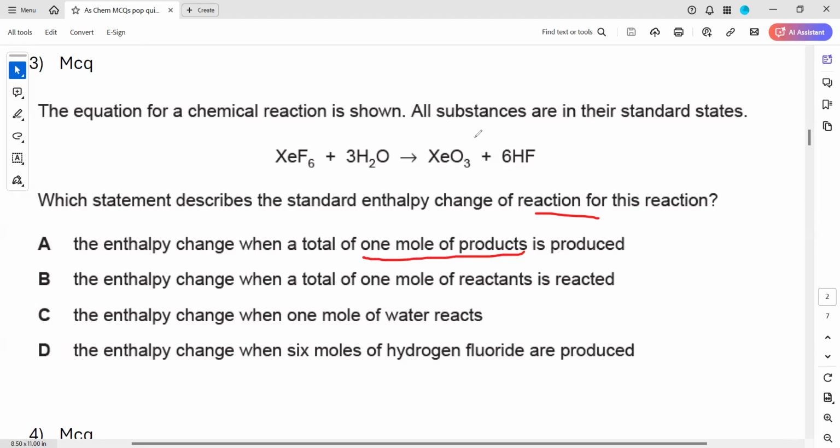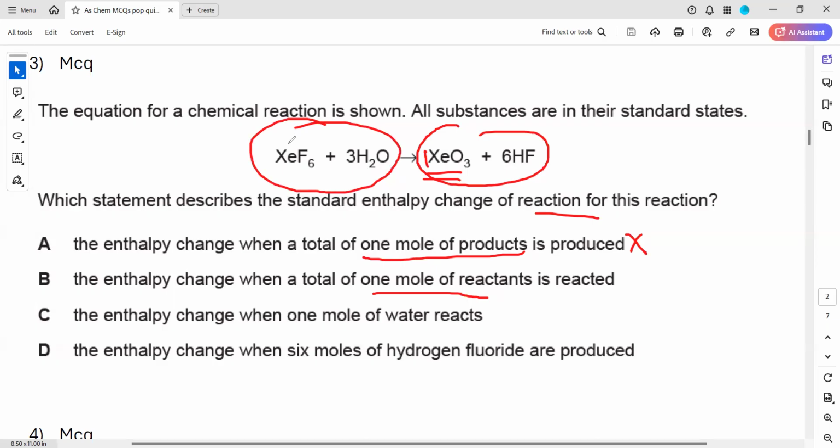No, actually not 1 mole of a product is produced. How many moles of product are produced? A total of 7 moles of the product are produced: 1 mole of XeO3 and 6 moles of HF. That's why this statement is not correct. The enthalpy change when a total of 1 mole of a reactant is reacted, not 1 mole; a total of 4 moles of the reactant reacted, 3 moles of water and 1 mole of XeF6. So this is not the correct statement.